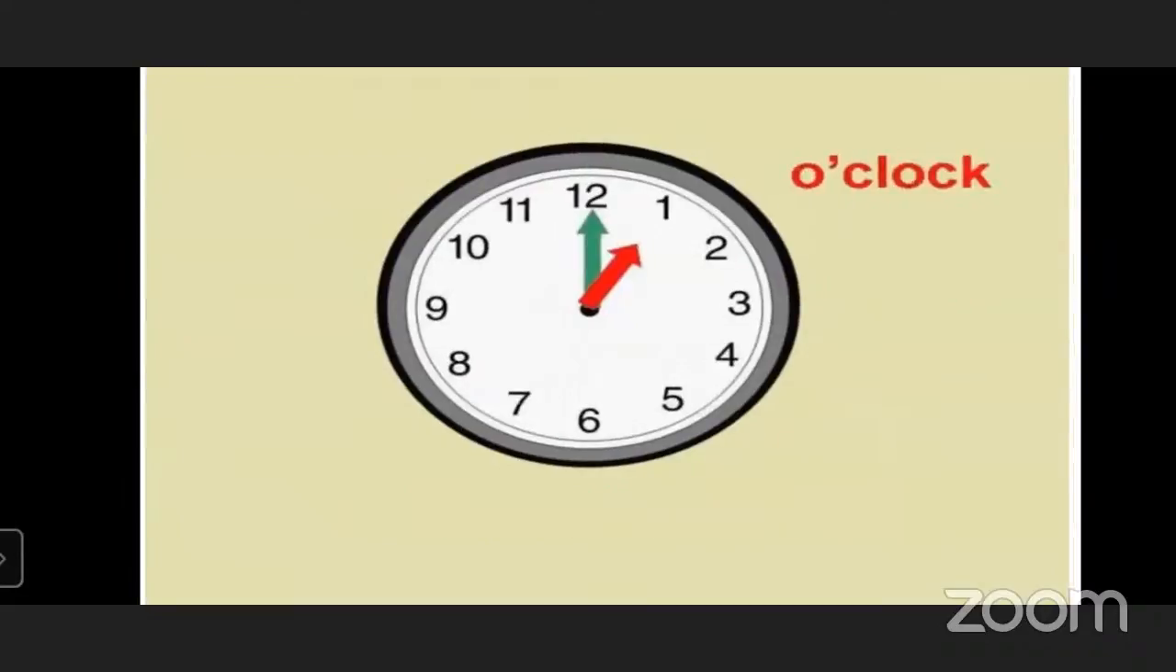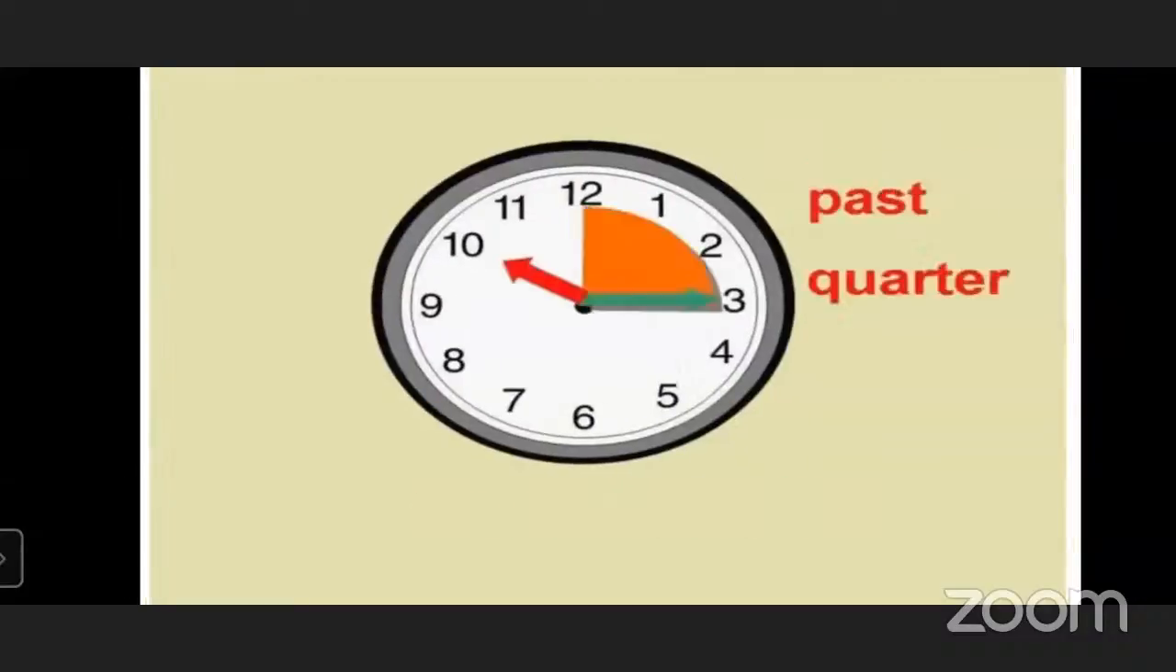So from here, what's the time? It's 1 o'clock, because the hour hand is on 1 and the minute hand is on 12. So that's why it's a 1 o'clock. Very good.